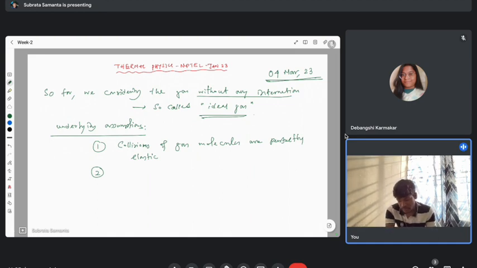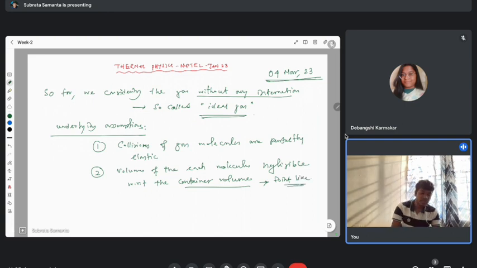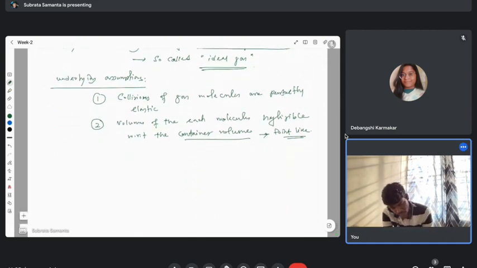And the second assumption is that the volume of the molecules is negligible. The volume of each molecule is negligible with respect to the container volume. That means they are point-like. These are the basic assumptions for the ideal gas. So how about for real gas?